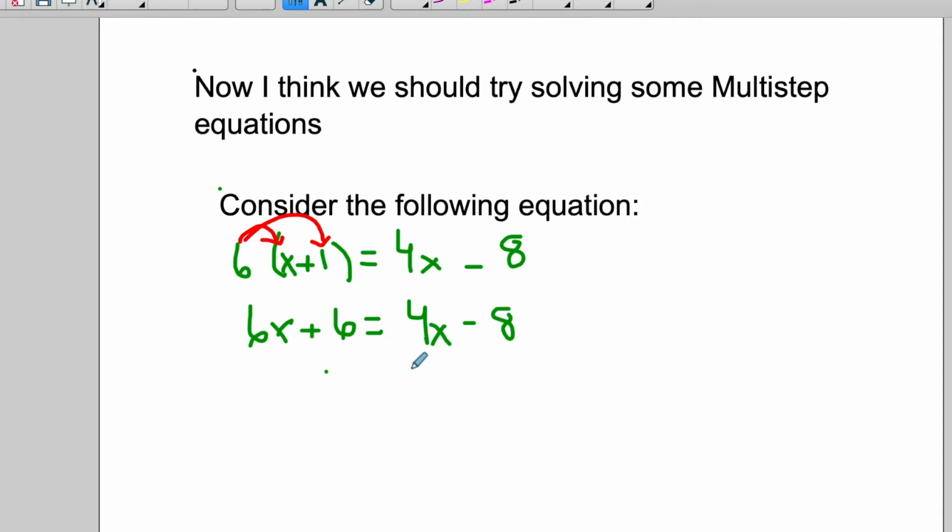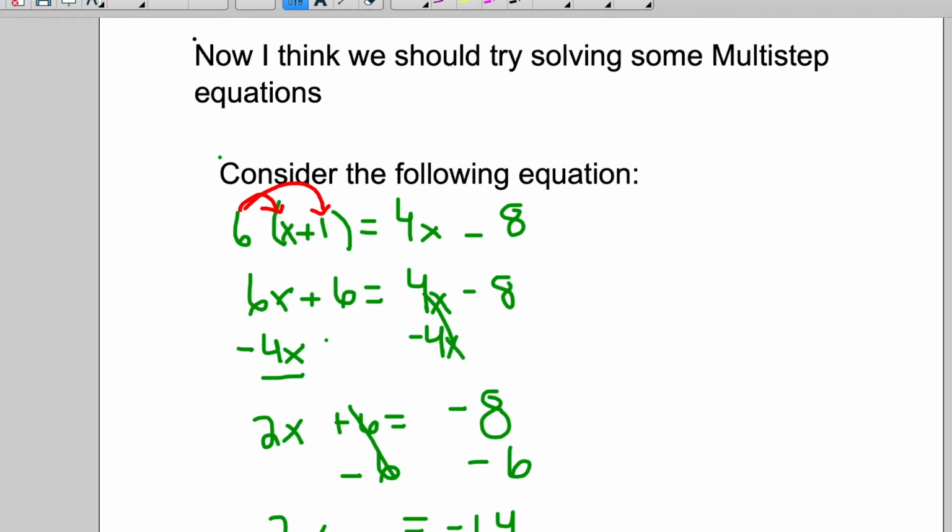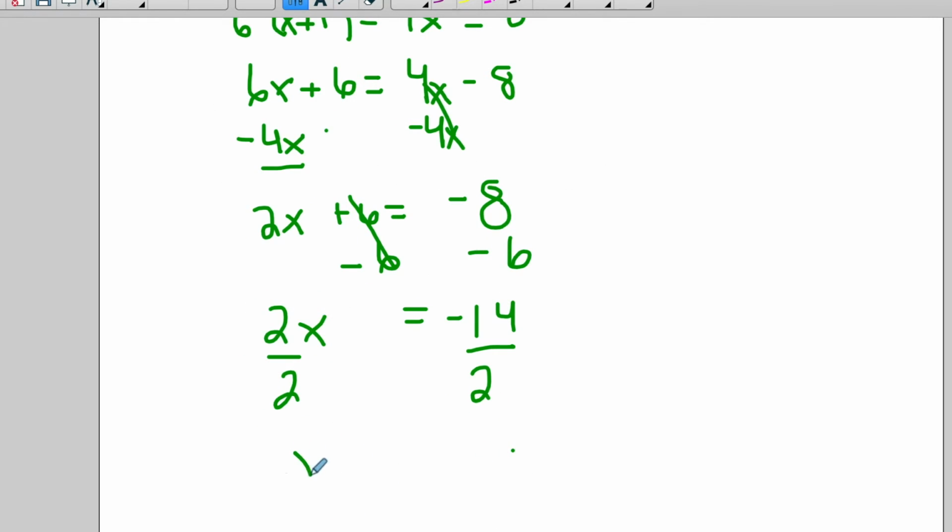Now you always want all of your variables on one side, so let's subtract 4x from both sides. That will leave you with 2x + 6 = -8. Now you subtract 6 from both sides like you would do regularly to get 2x = -14. Now with 2x = -14, you want to divide both sides by 2 to get x = -7.